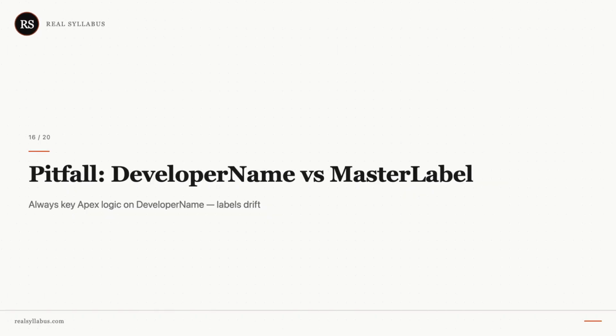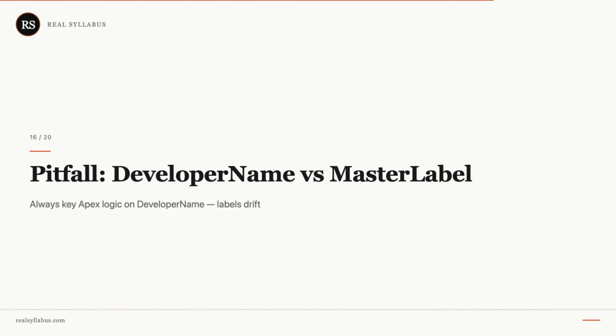The developer name versus master label confusion causes subtle, silent bugs. Developer name is the stable API identifier. It's what you pass to getInstance and what getAll uses as the map key. Master label is the display label shown in setup. They start the same, but an admin can rename the label after creation. If someone changes Gold Tier to Premium Tier in setup, master label updates, but developer name stays Gold_Tier. Any code keying on master label breaks silently and returns null. Always use developer name in your Apex logic. Treat it as immutable once set.